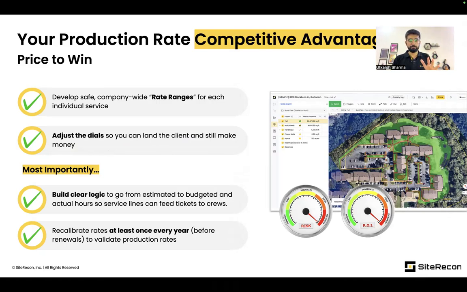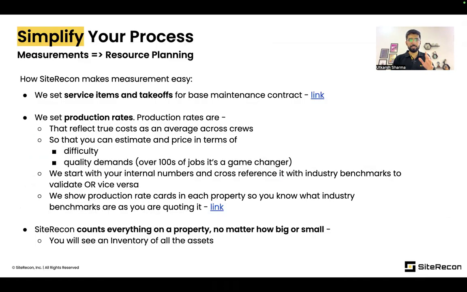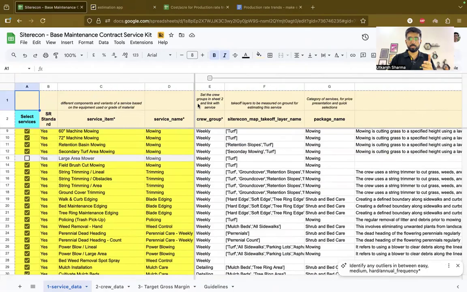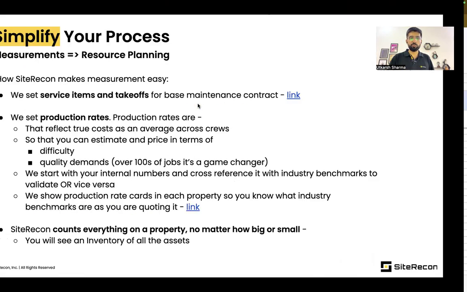Sounds like a lot of work. Let's make it easy. So the idea is we want to do proper resource planning by measuring everything that it takes to service that job, every little item that's required. So we start with a base maintenance contract service kit. You will get access to a link of this kit at the end of the video, right?